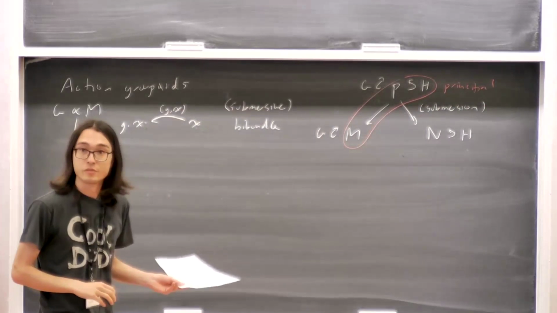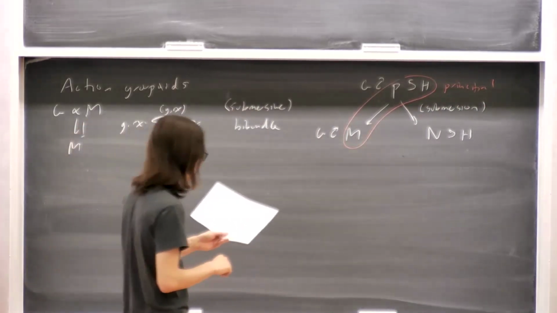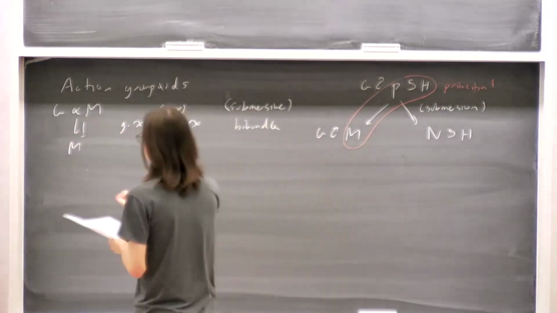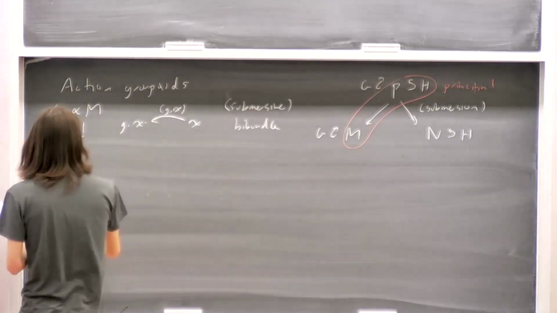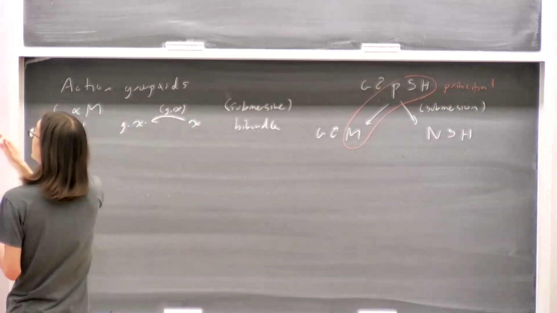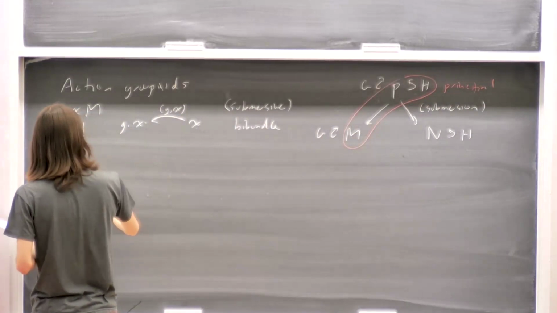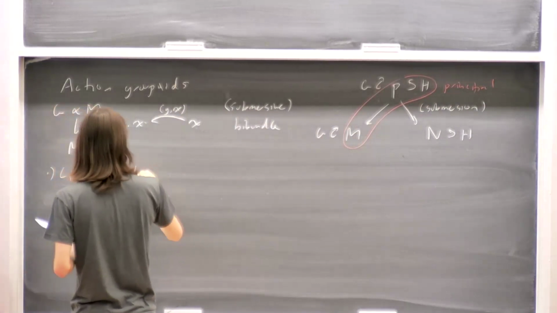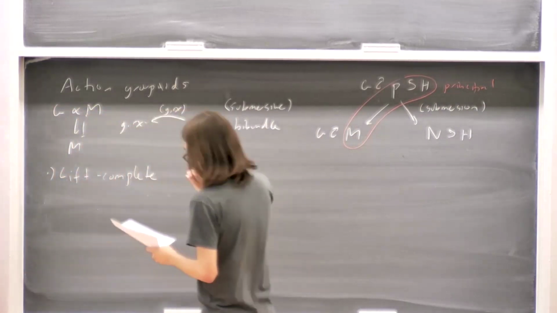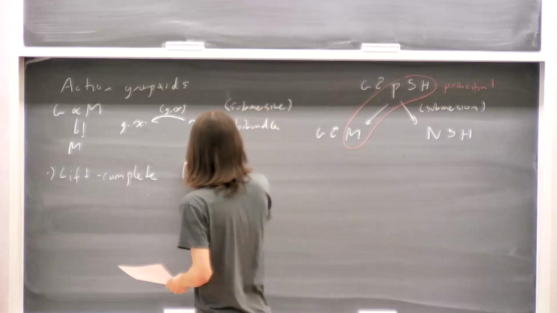It doesn't need to necessarily be surjective in this case. Yeah. All right, so now finally, maybe it's good to get to actually telling you what is here. So lift complete for action groupoids. The lift complete condition is as follows.